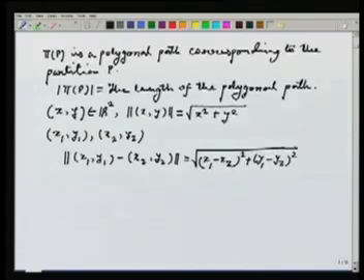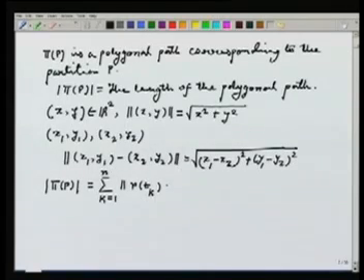Using these formulas, now I can say that |Π_P| is given by the summation over k from 1 to n of the norm of r(tk) minus r(t(k minus 1)).